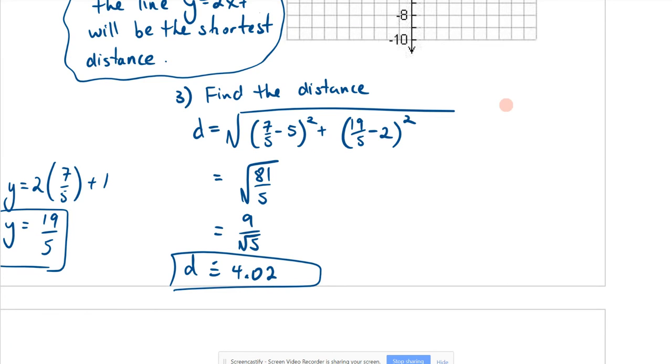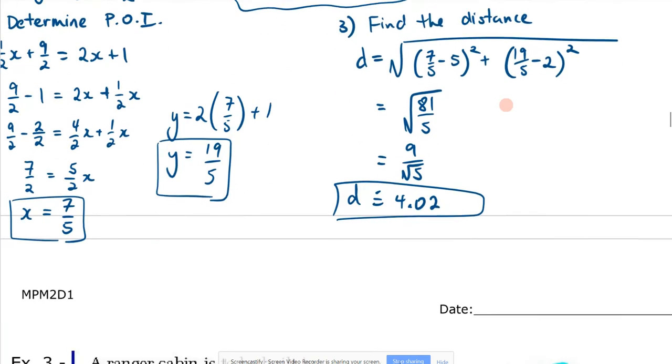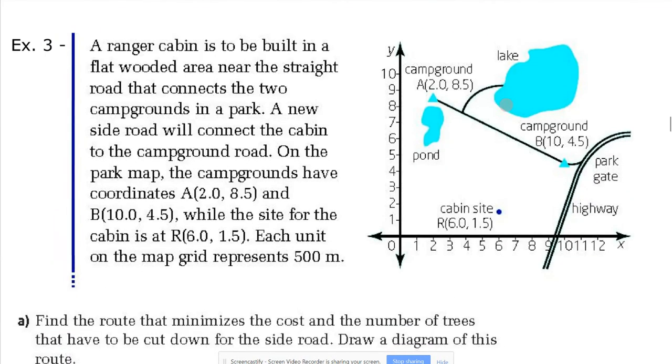Okay, let's do another example. Example 3. A ranger cabin is to be built in a flat wooded area near the straight road that connects two campgrounds in a park. A new side road will connect the cabin to the campground road. On the park map, the campgrounds have the coordinates A and B, while the site for the cabin is R. Each unit on the map grid represents 500 meters.